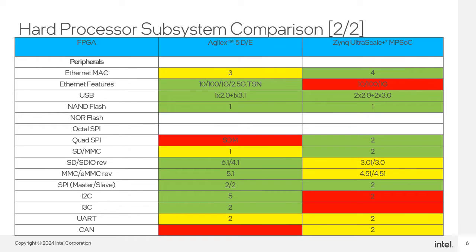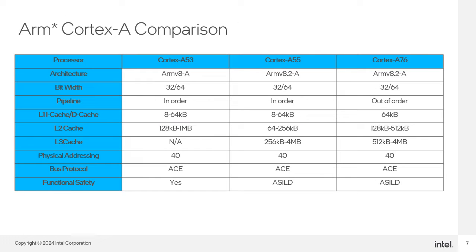I will not go over in detail the differences between the IPs offered for the different processor systems, so please feel free to pause the video to examine in detail any aspect that you are interested in. And finally, here's a comparison of the various ARM cores that are found in the FPGA families with the Cortex-A53 found in the Zynq devices and the Cortex-A55 and A76 found in the Agilex 5 D series and E series devices.